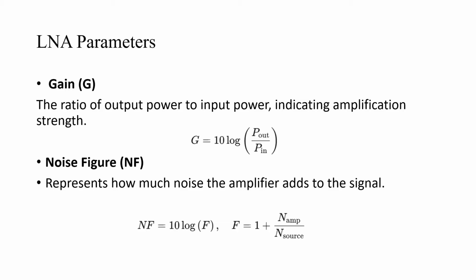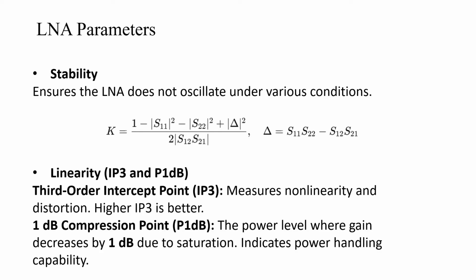Gain, the ratio of output power to input power, representing the amplification strength. Noise figure indicates how much noise the amplifier introduces into the signal. A lower noise figure is preferable. Stability ensures the LNA operates without unwanted oscillations under various conditions.